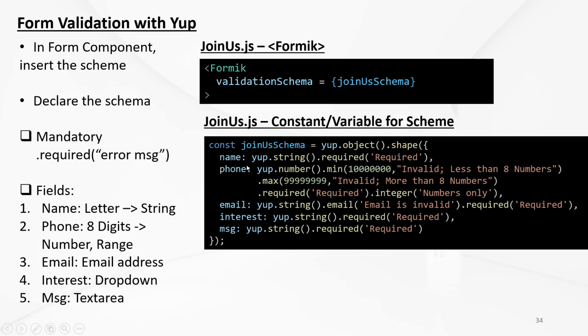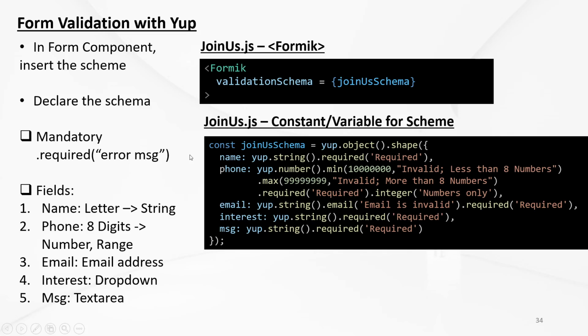Let's take a dive into how this schema is declared. As you can see here, yup is a reference to the Yup library, and this is the field. Earlier I mentioned that the criteria for form validation is that no fields are empty. So we want to make all fields mandatory. We have here required, and this is the error message that will be displayed. If the field is empty, it will display required. We will see that when we test the product later.